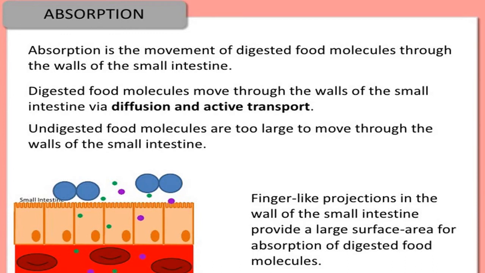Finger-like projections, which are called villi, in the small intestine, their purpose is to provide a large surface area for the absorption of digested food molecules.